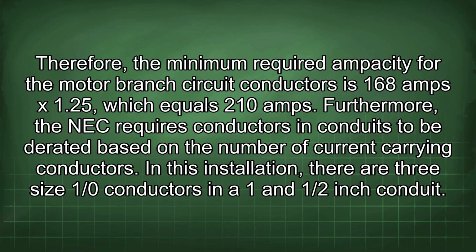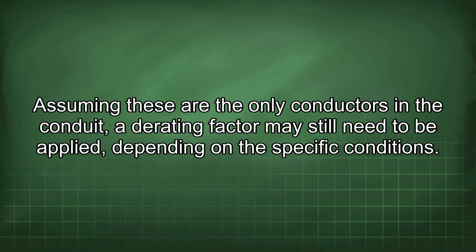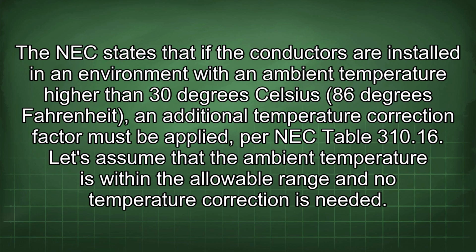Furthermore, the NEC requires conductors and conduits to be derated based on the number of current-carrying conductors. In this installation, there are 3 size 1/0 conductors in a 1 and 1/2 inch conduit. Assuming these are the only conductors in the conduit, a derating factor may still need to be applied, depending on the specific conditions. The NEC states that if the conductors are installed in an environment with an ambient temperature higher than 30 degrees Celsius, 86 degrees Fahrenheit, an additional temperature correction factor must be applied, per NEC Table 310.16.